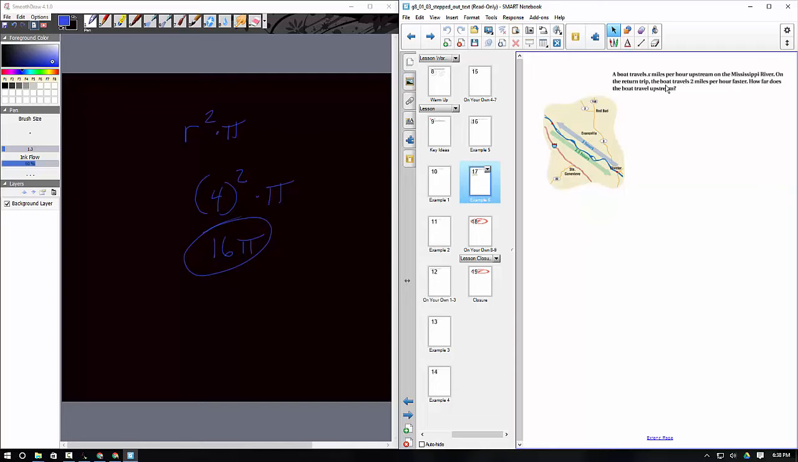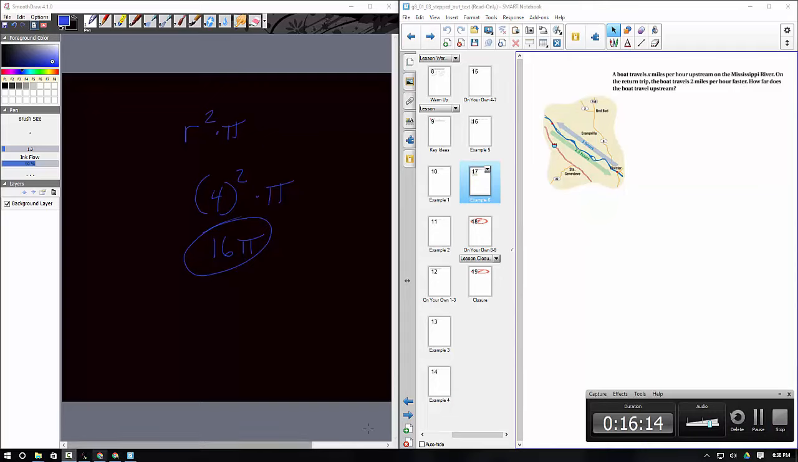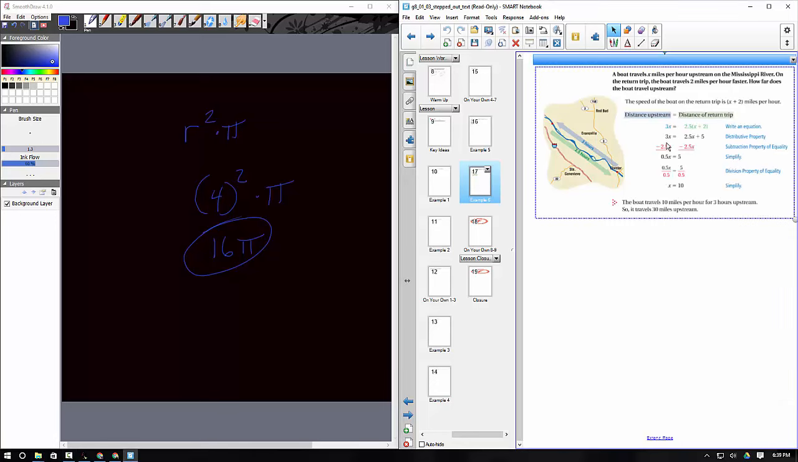This one here, a boat travels x miles per hour upstream. On the return trip, the boat travels 2 miles per hour faster. How far does the boat travel upstream? So for this one, I know that you have to look at the diagram here. It goes up river for 3 hours, then it goes down river for 2.5 hours.